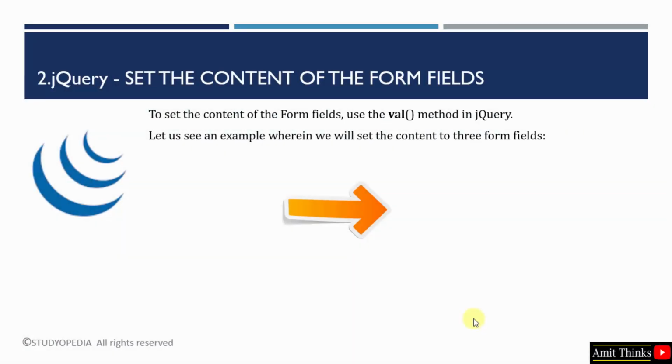In the next example, we will set the content of the form fields using the val method. So we will create a form. Within that, we will add 3 input fields and we will set the content to all of them. For that, we will use the val method. Let us see the example.